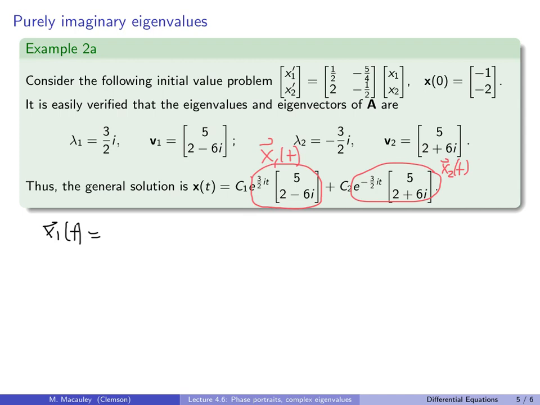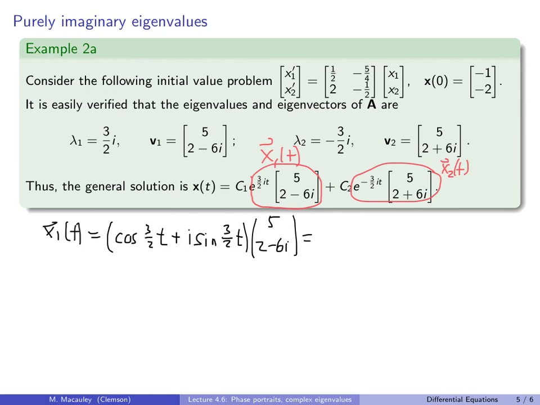So x1 is e to the 3/2 it. I'm going to use Euler's formula to write that as cosine of 3/2 t plus i sine of 3/2 t times the vector 5, 2 minus 6i.